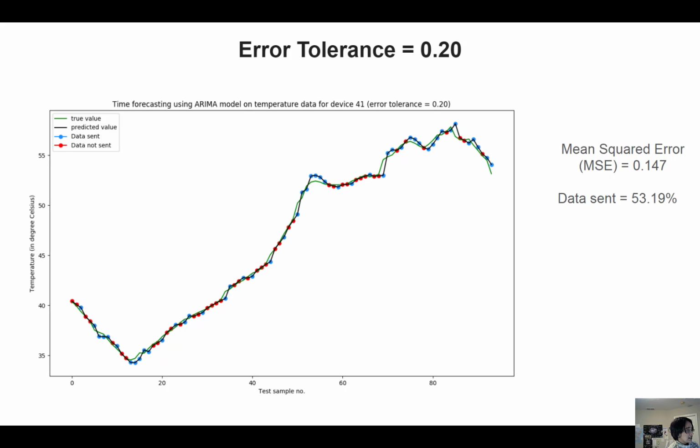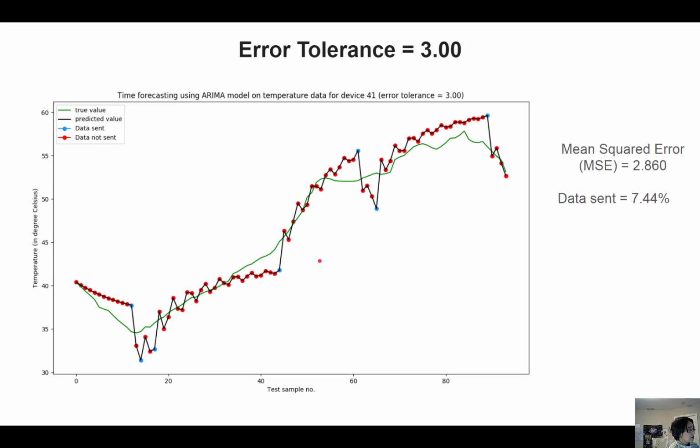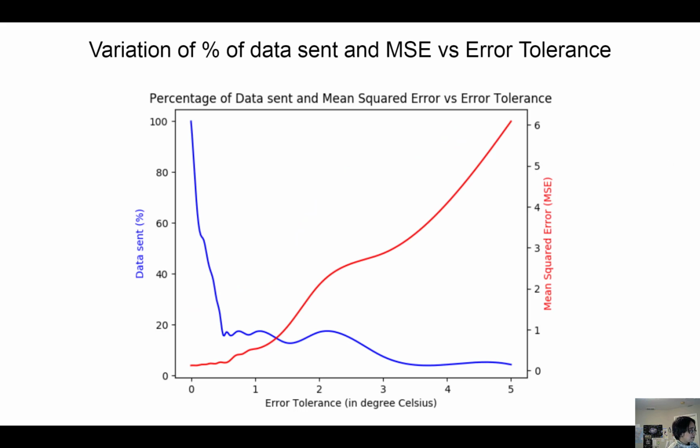Here we see that the data sent is decreasing further because we have increased the error tolerance to 0.20. So now the data sent has decreased from 60-something to 50-something. And finally, here we see as the error tolerance is increased to 3, the data sent has drastically reduced to 7.44%, which is essentially our goal, to have an okay error tolerance so that not a lot of the data is being sent to the server.